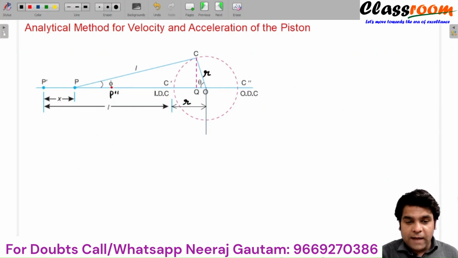Now, for the analysis of slider crank mechanism, velocity and acceleration, let's consider the slider crank mechanism shown in the figure. In this figure, P is the position of the slider, that is the piston, at any instant of time. L is the length of the connecting rod. R is the crank radius. And this horizontal is our line of stroke.